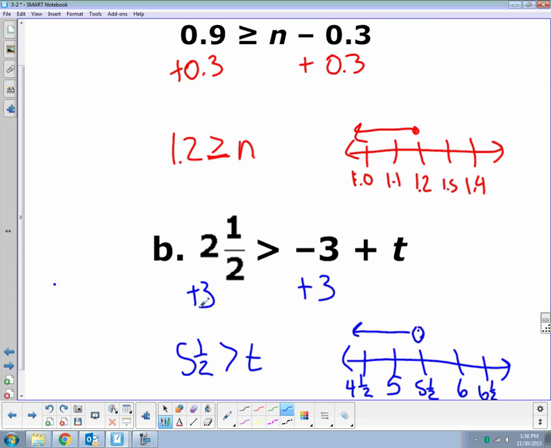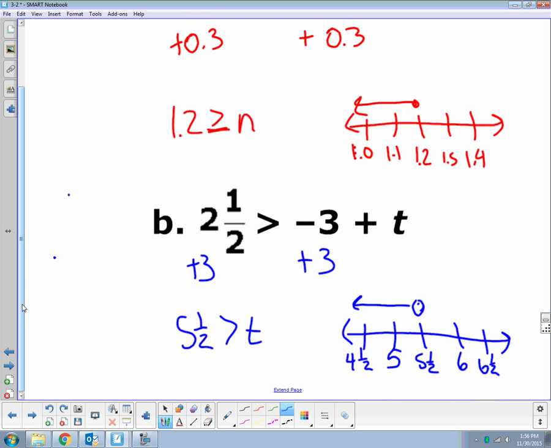If I add 3 to both sides, 2.5 plus 3 is 5.5. So 5.5 is greater than t, but not equal to t. So 5.5 is not quite going to work. So we have an open circle.